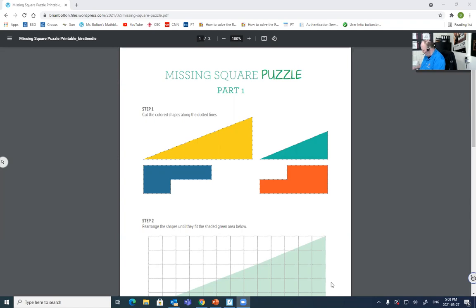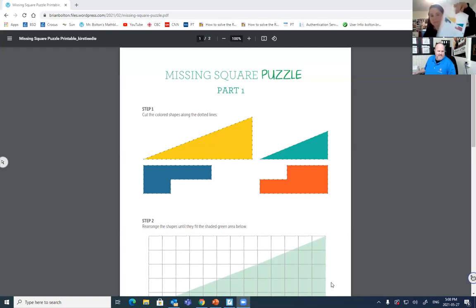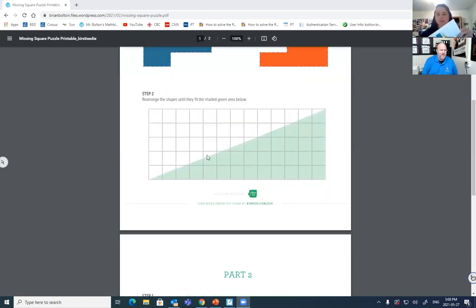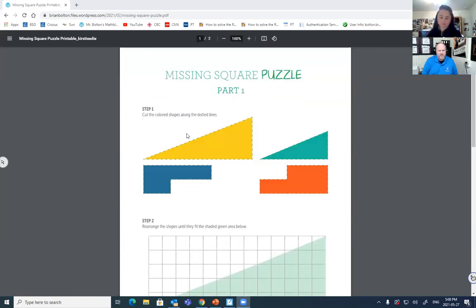Brian. Alice. I accidentally printed it on both sides. Should I print the second page again? Yeah, you can do whatever you want. If you print it on both sides, you can still do step 2. You don't have to print it off again because you're just going to cut those out.